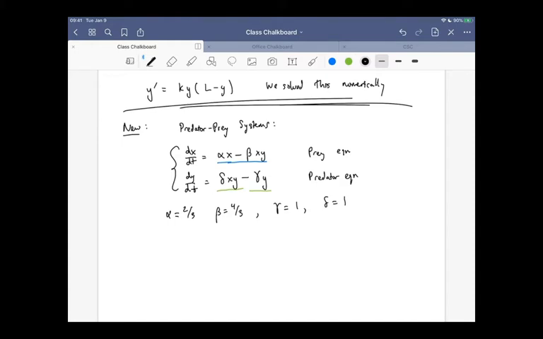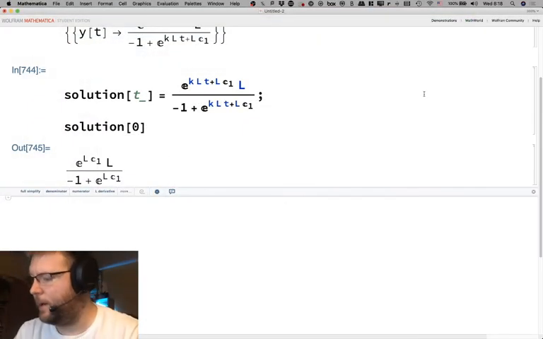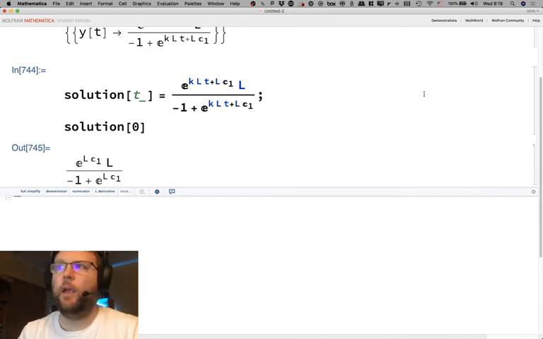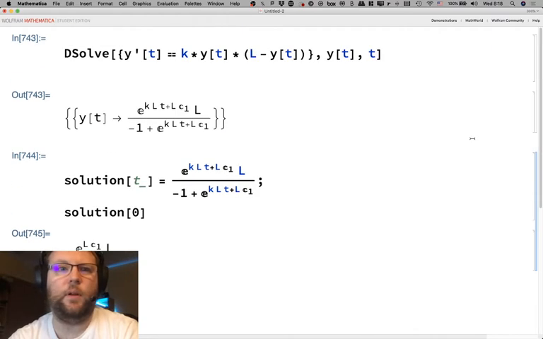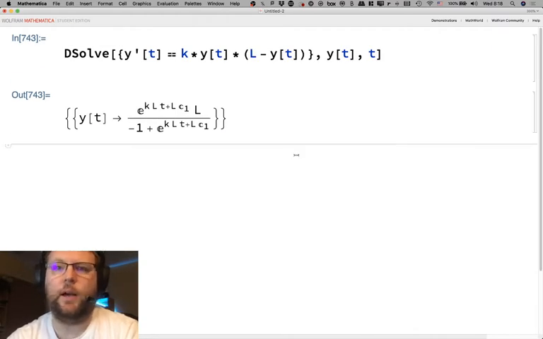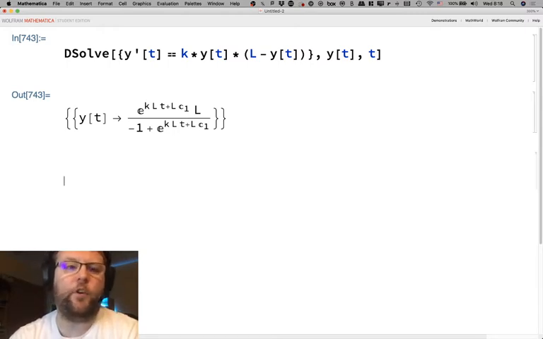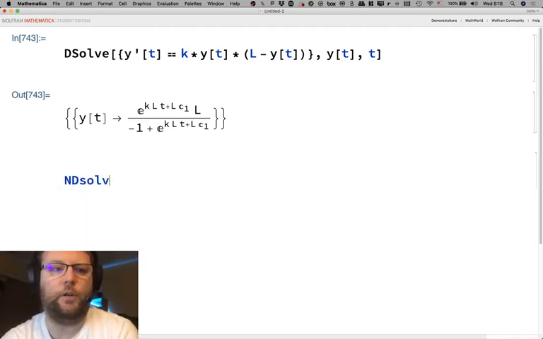Okay, so we're going to do two things. I'm going to go back to Mathematica, and we're going to program in these differential equations and solve them in two different methods. I'm going to get that stuff out of the way. First, we're going to solve it using the NDSolve function.